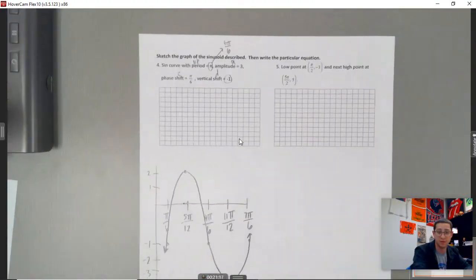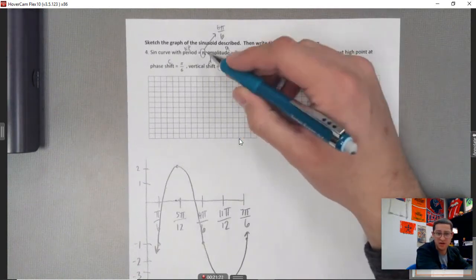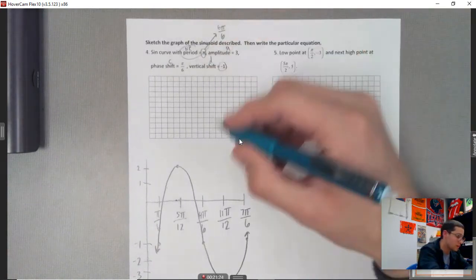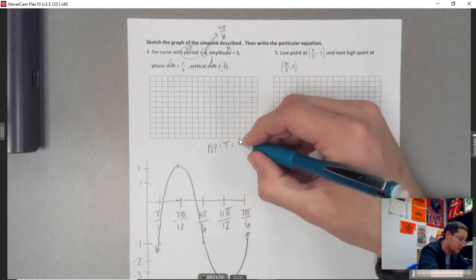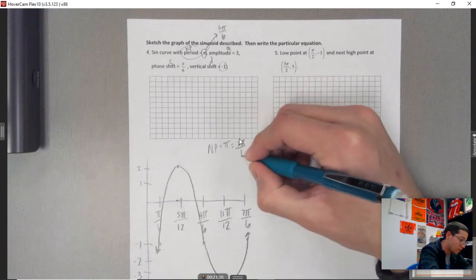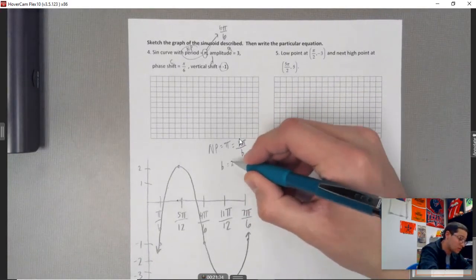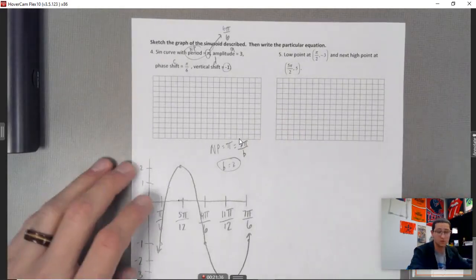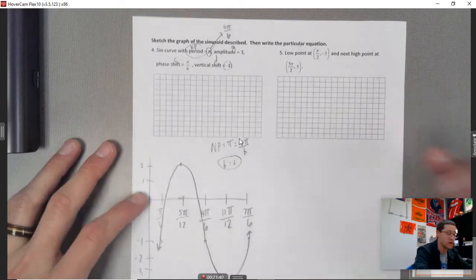Let's back up. The graph. I have my D value, I have my C value, I have my A value. I don't have my B value, okay? But it's a new period of pi, and we know that new period is equal to 2 pi over B. Therefore, my B value would be 2, okay? B value of 2.